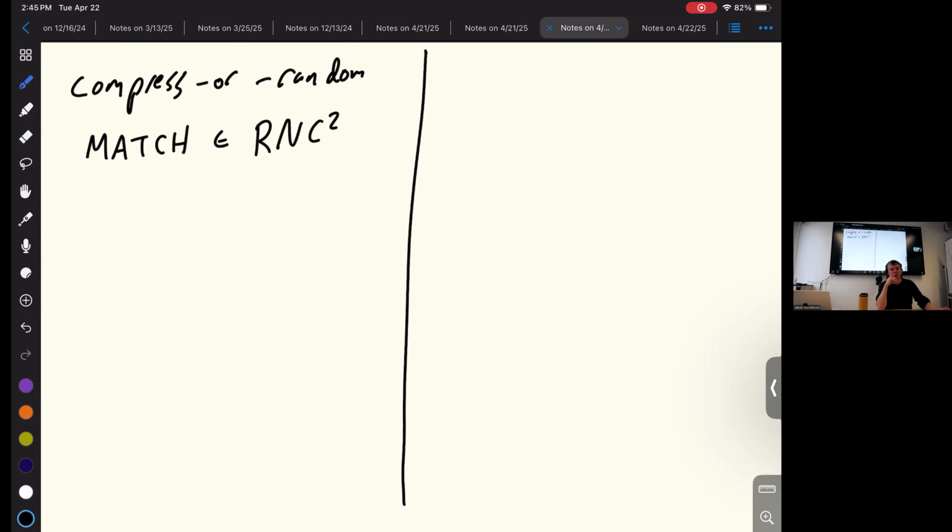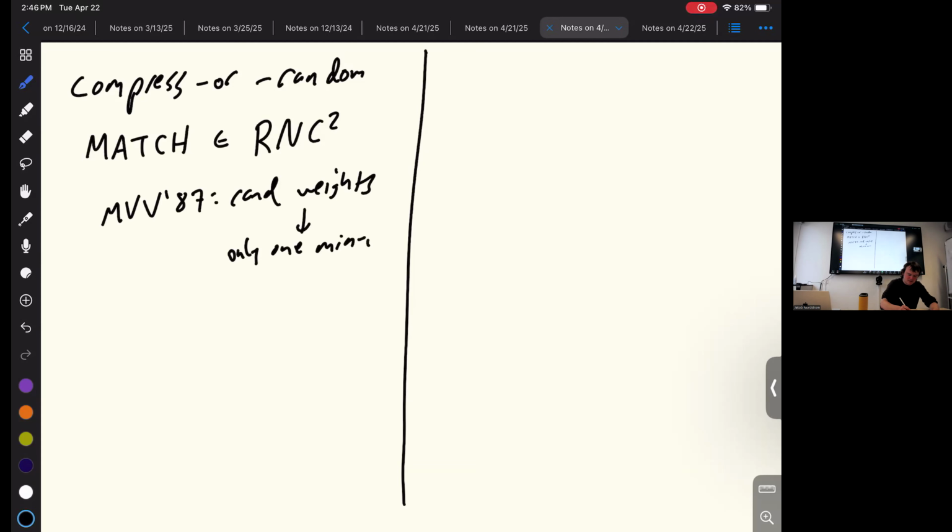If you take the determinant, you in some sense get a sum over all of the matchings, but with plus and minus signs. And so you get some cancellations. How do you get around these cancellations? You assign each edge a random weight. And the isolation lemma, this is Mulmuley-Vazirani, says that random weights imply only one min weight matching.